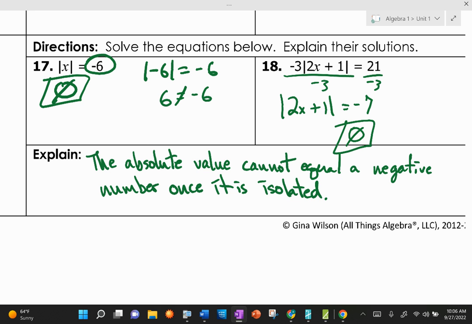Your homework sheet, if you didn't grab it, is on the counter over by the notes. It is 10 problems, all just solving absolute value. Please show your work.